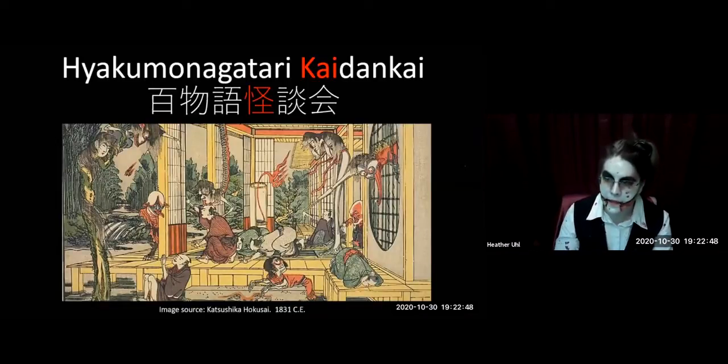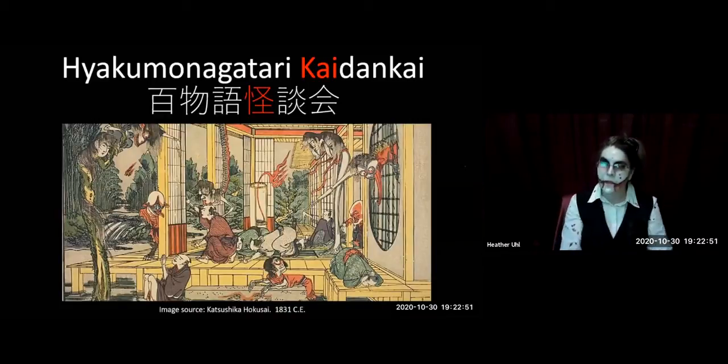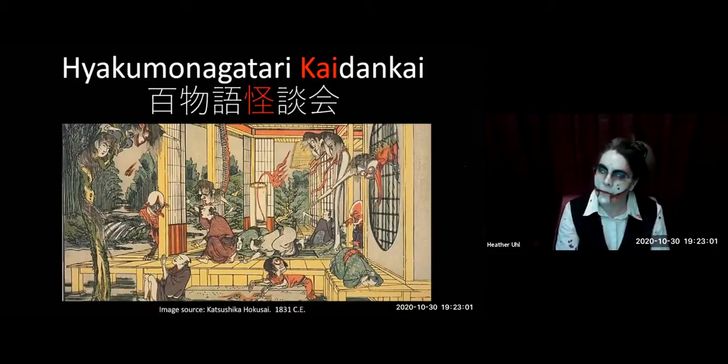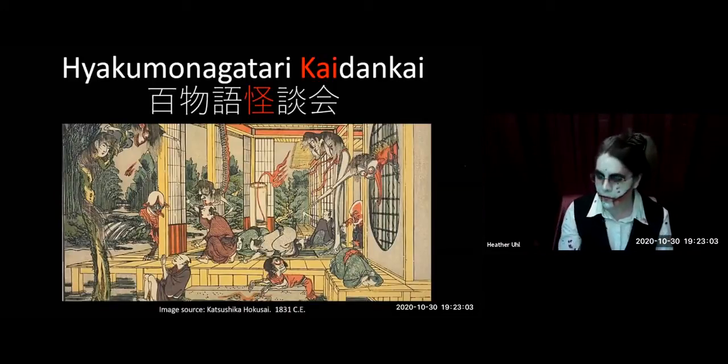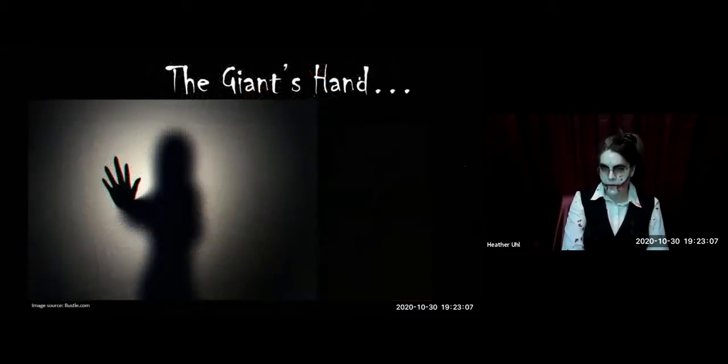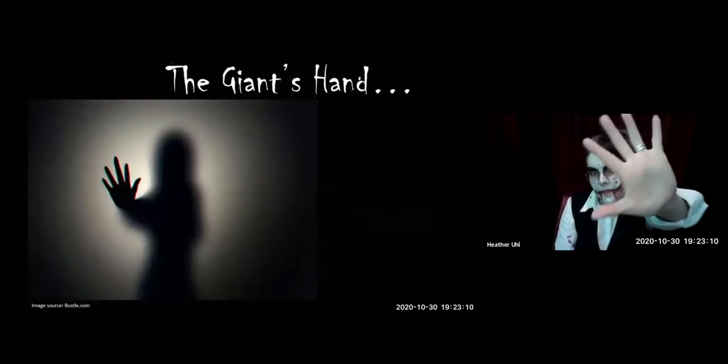And you can see in the print here that these fellows got more than they bargained for. They thought they were telling spooky tales, but they ended up summoning a bunch of yokai that are like, oh, keep telling stories, friend. We want to hear more about all of our fun exploits. Which brings us again to the next of our spooky tales, the giant's hand.